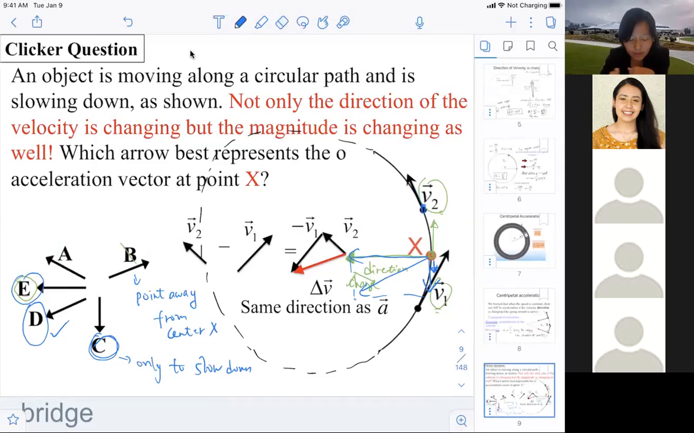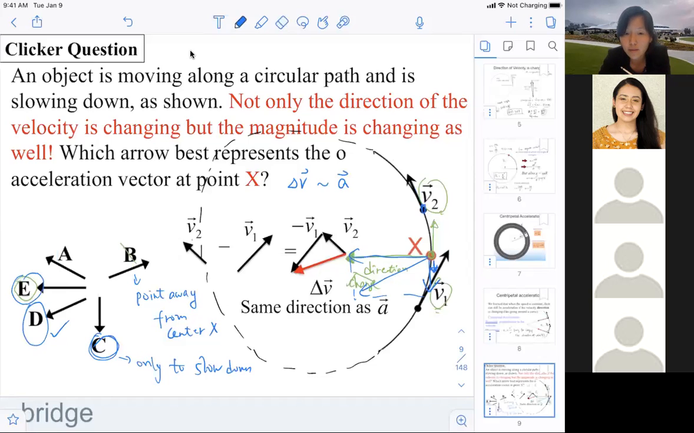My first method is to take these two vectors, V2 and V1, and directly use V2 minus V1 to see what delta V is. Delta V is in the same direction as acceleration. So here I did a vector addition between V2 and negative V1. I see that my delta V, the change of velocity, is downward diagonally to the left. So I choose D, which is the direction of the acceleration, right?